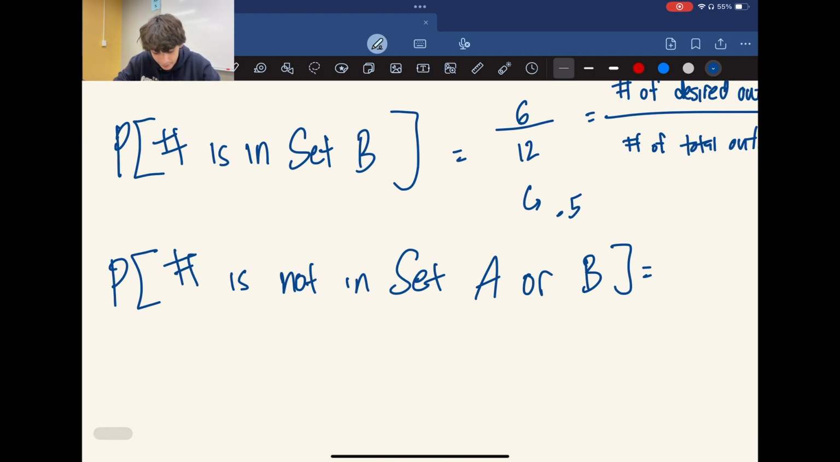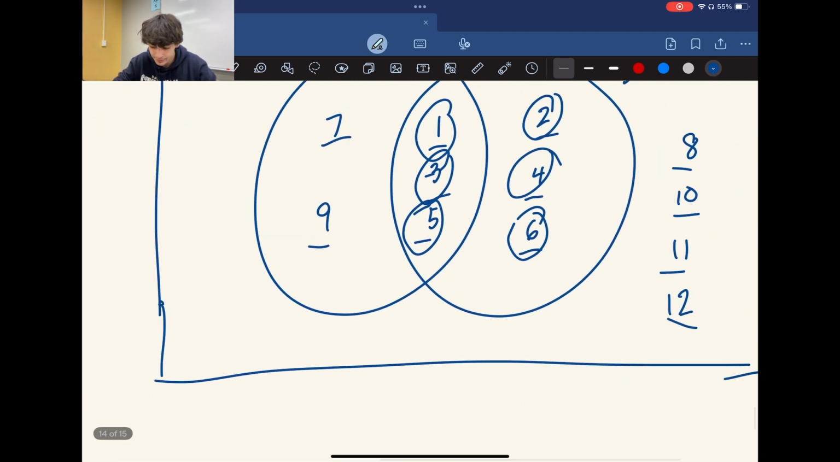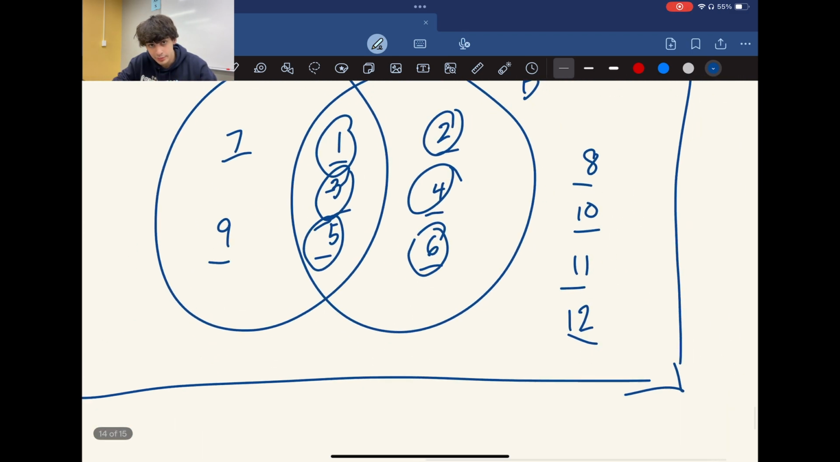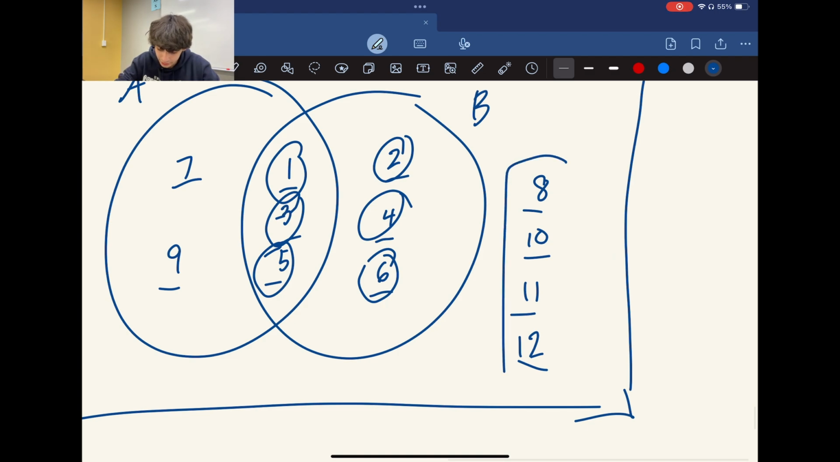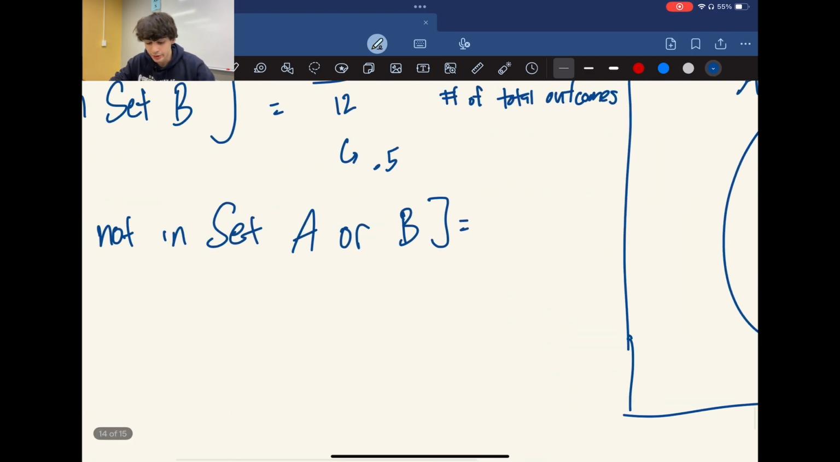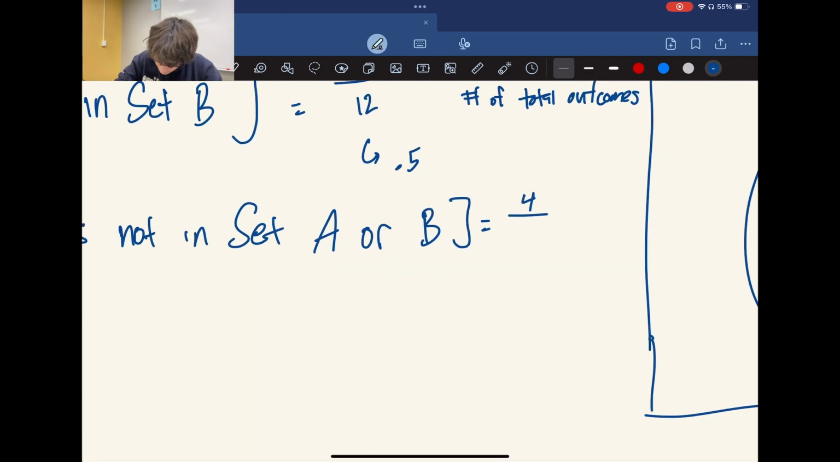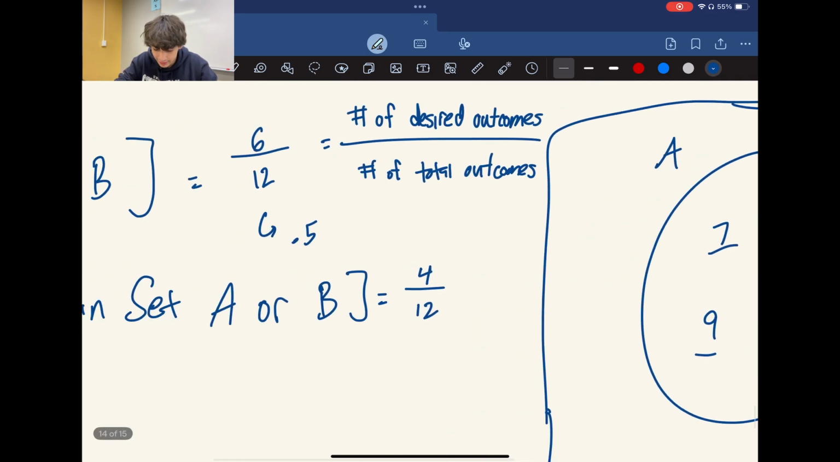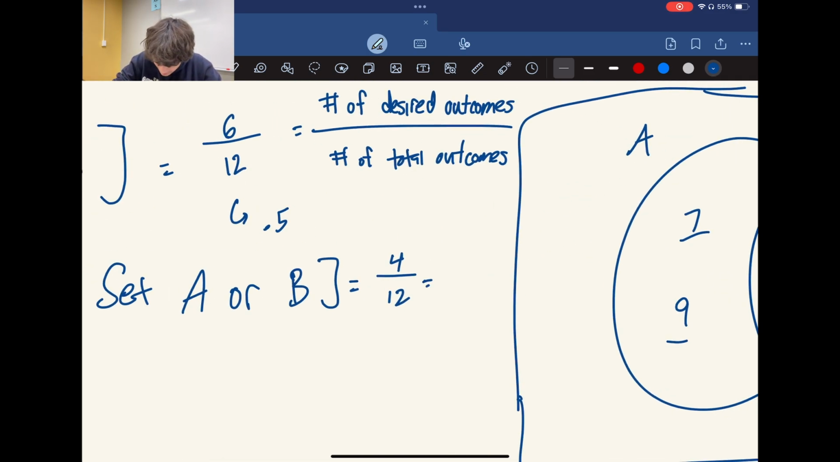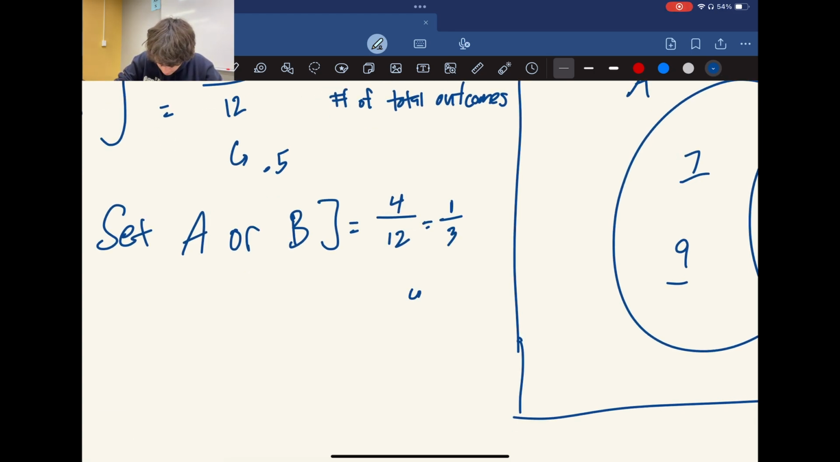And then I'm going to ask, what is the probability that a number is not in set A or B? And by the same logic that we used before, the number of desired outcomes are over here. They're the numbers that are in the sample space but are not in either set. 8, 10, 11, 12 makes 4 numbers, or 4 outcomes. Still 12 total outcomes. There are 8 remaining inside of the circle. And that's going to give us a fraction that's simplified as 1/3 and a probability of 0.33.